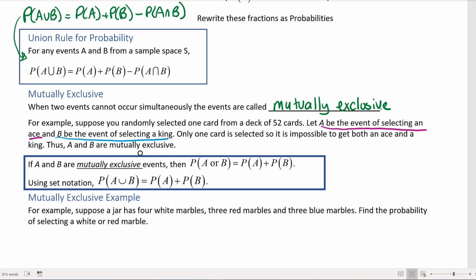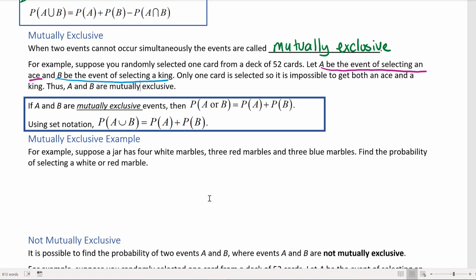And if A and B are mutually exclusive, then our probability for A union B is simply probability of A plus probability of B. No need to subtract off the probability of A intersect B for mutually exclusive events, because they can't happen at the same time. So there is no probability of A intersect B. That would be just 0. So we can simply not add that to the end of our equation.